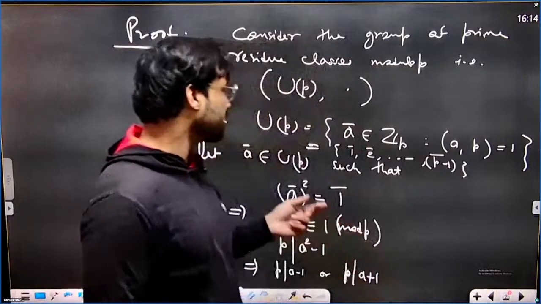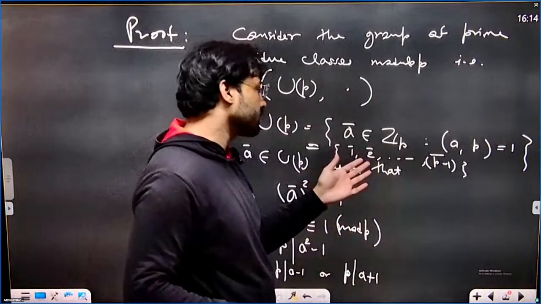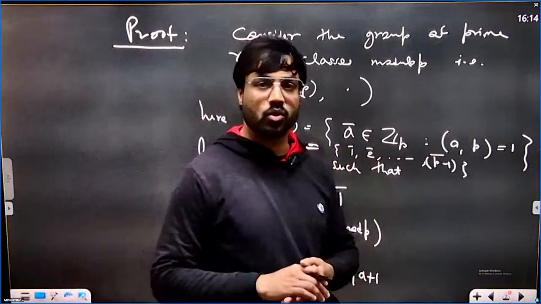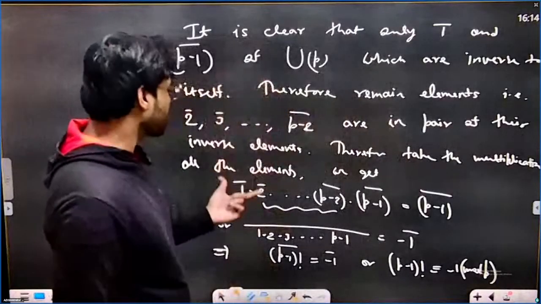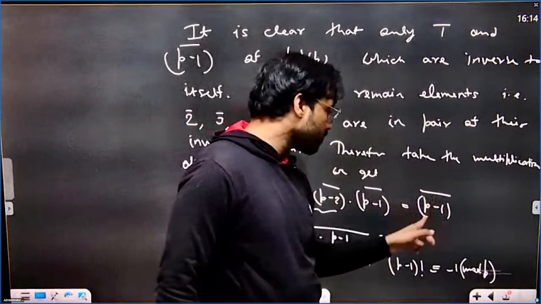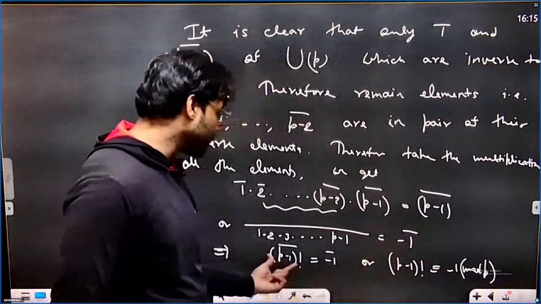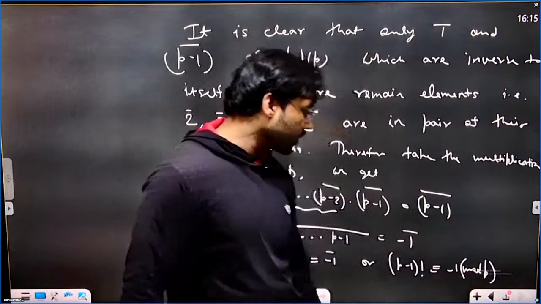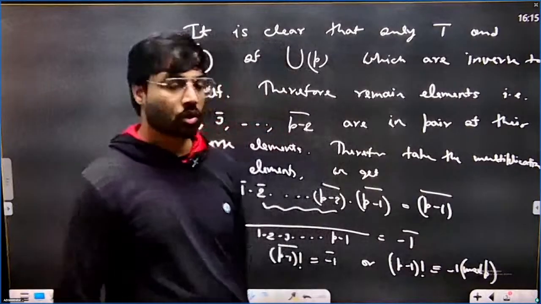That means the rest of the elements will be in pair with their inverse elements, as U P is a group with respect to multiplication. So obviously every element has the inverse. Now directly take the multiplication of all the elements. This is factorial p minus 1 bar, equal to p minus 1 modulo p, that means minus 1 bar, or factorial p minus 1 congruent to minus 1 modulo p, or you can also write factorial p minus 1 plus 1 congruent to 0 modulo p.